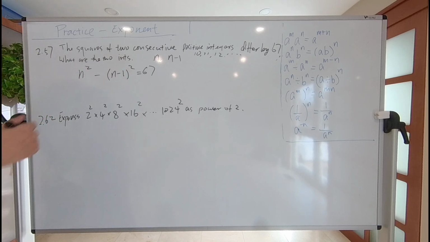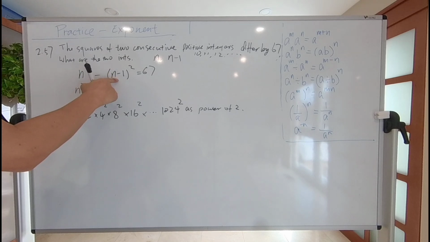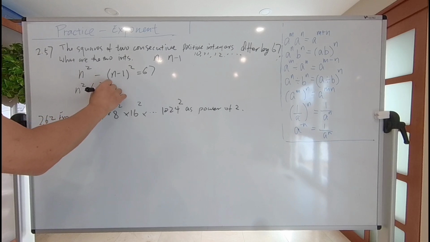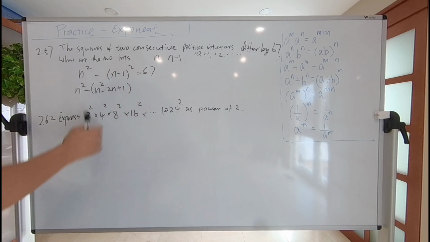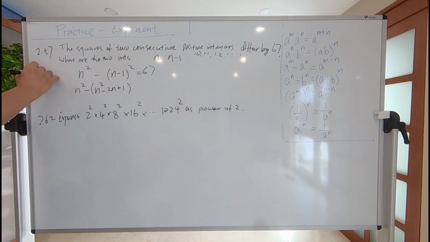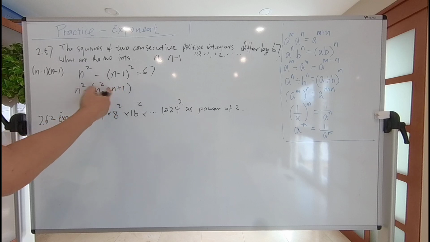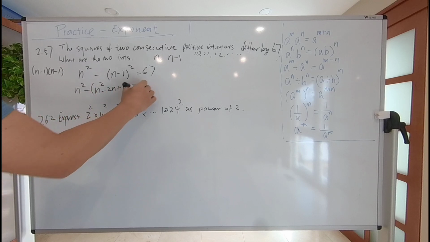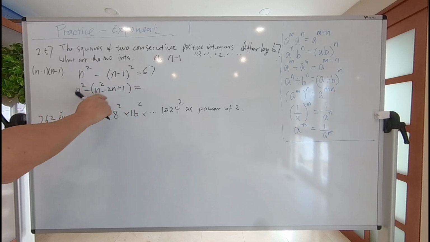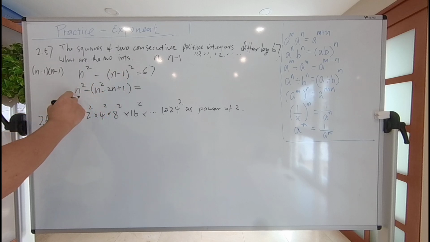So let's further simplify this. So n squared minus (n minus 1) squared is, if you still remember what we learned in arithmetic, n squared minus 2n plus 1. If you don't remember, you can just do the multiplication in a direct way. And here you probably already know there's a formula that can easily simplify the square of the summation.